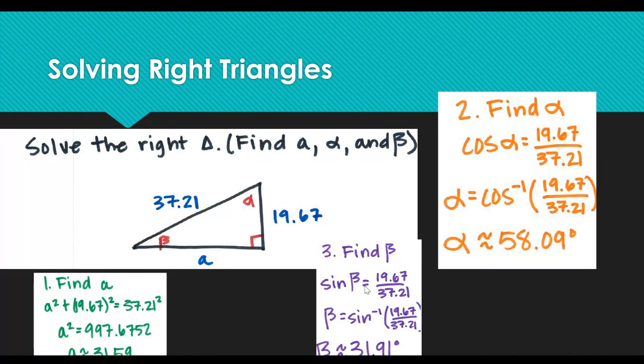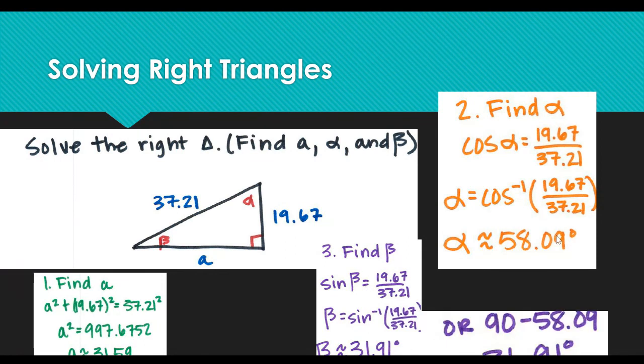But you could also just do 90 minus 58.09, because we know alpha plus beta have to add up to 90 if that angle over here is 90. So either way, you should get 31.91.